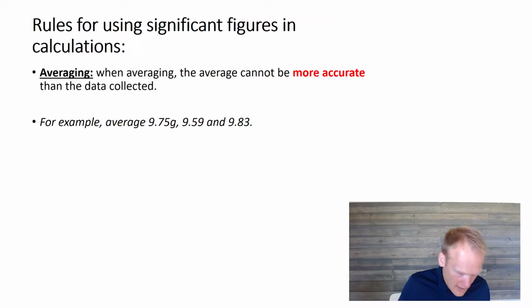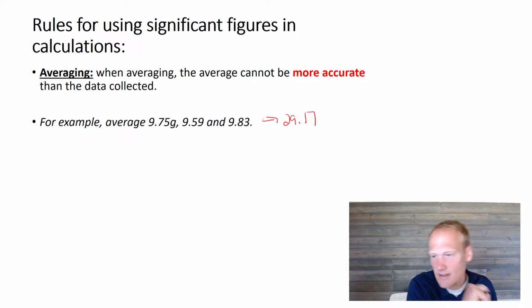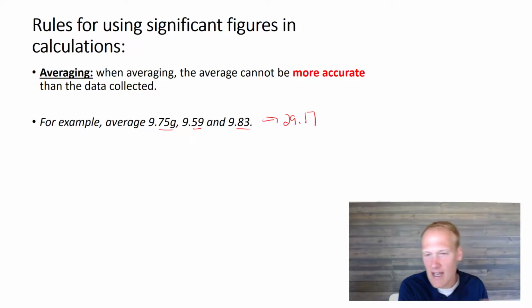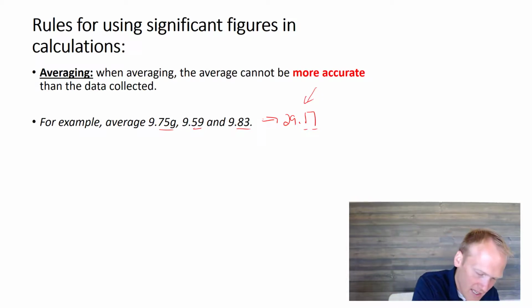So for instance, if we add up all these numbers, we get 29.17. But since we just added, we would be looking at how many digits to the right. These all have 2, and the 29.17 has 2 digits to the right. So we don't need to round that. We can just keep it that way. But to find the average, we then need to divide this by 3.